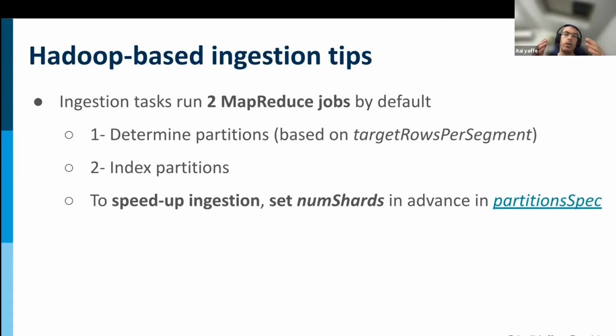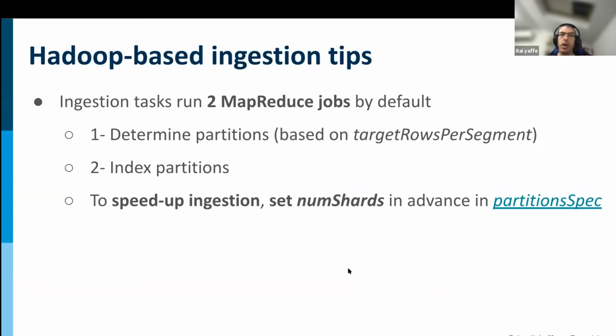Now, it's very important to understand that ingestion tasks actually run two MapReduce jobs by default. The first one is called determine partitions. And basically what it does, it goes through the data, and based on the target rows per segment config property, it determines how many shards or partitions or segments, those are kind of used interchangeably, should be produced from the ingestion task. The second one is called index partitions. And based on the number that was generated from the first job, it will actually build those partitions or shards.